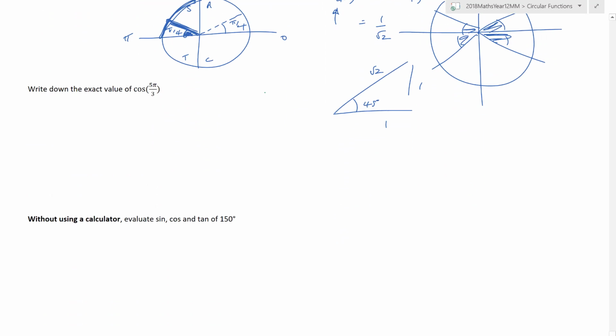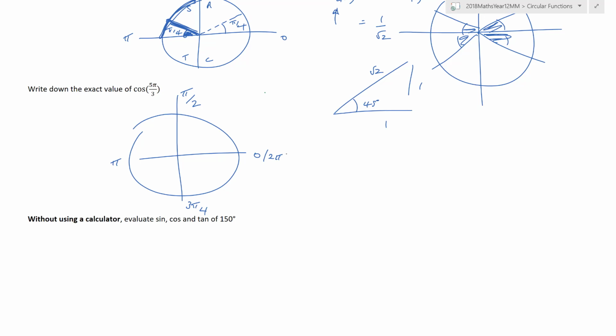Write down the exact value of cos of 5 pi on 3. What have I got here? I've got pi on 2, I've got pi, I've got 3 pi on 2, and I've got 2 pi. So 5 pi on 3. Well, that's going to be the same as the cosine of pi plus 2 pi on 3. Oh, okay, so 2 pi on 3. That doesn't help.